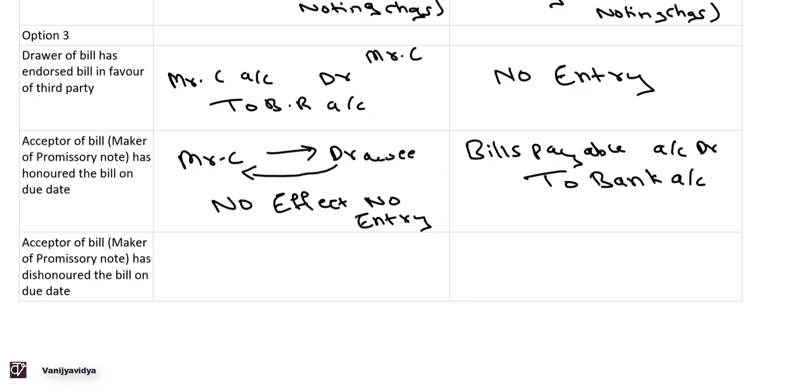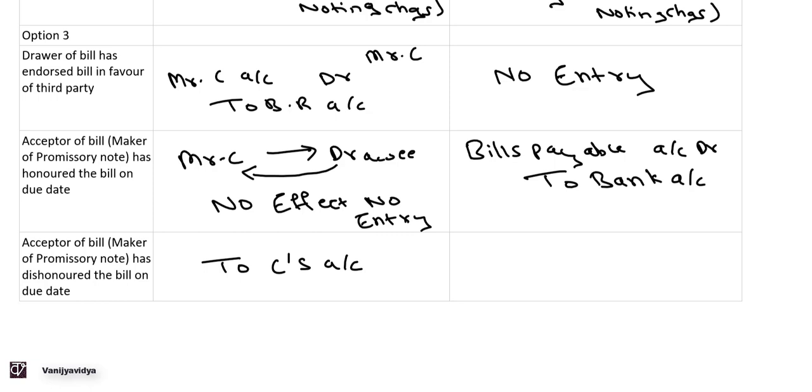So now what has happened is it was endorsed to Mr. C, but the acceptor of the bill has dishonored the bill on the due date. So in the books of drawer, the drawer was liable to pay some amount to Mr. C. So instead of that, he had given that bills receivable. Now since that bills receivable is dishonored, again he is liable to pay to Mr. C. So we are creating this liability to C's account, crediting the C's account.